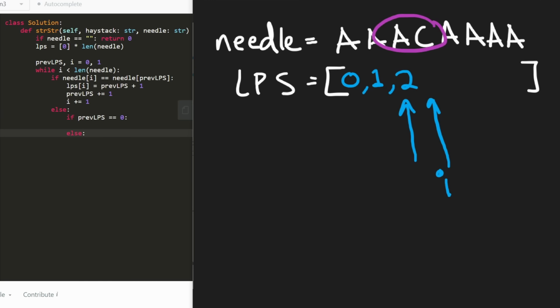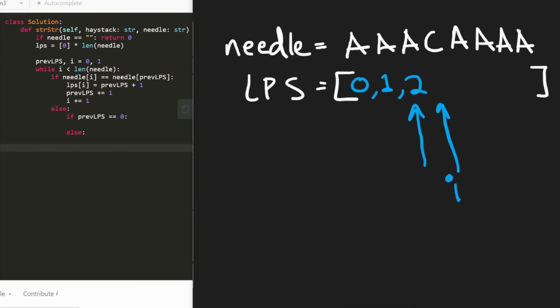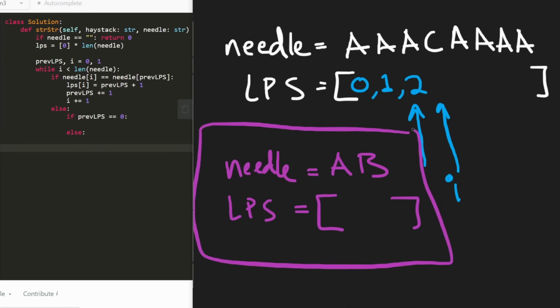Well, first of all, let's consider our first case if previous LPS was actually equal to 0. Because right now our previous LPS is equal to 2, but let's consider a different example. Let's just change this really quickly. Let's say we're doing the LPS of this. We know that the first value is always going to be 0. So right now we're comparing this character with this character. Are these characters equal? No, they are not. So we do our else case, right? And we look if previous LPS is equal to 0, meaning that there was never a prefix of this string that matched a suffix of the string.